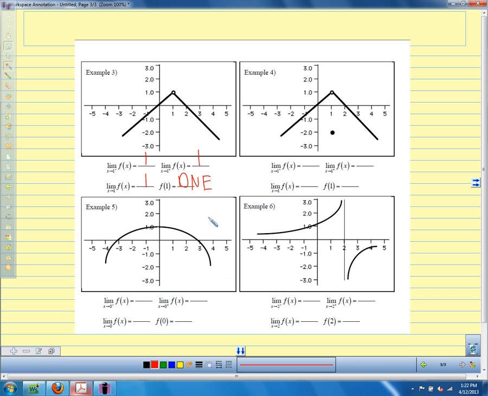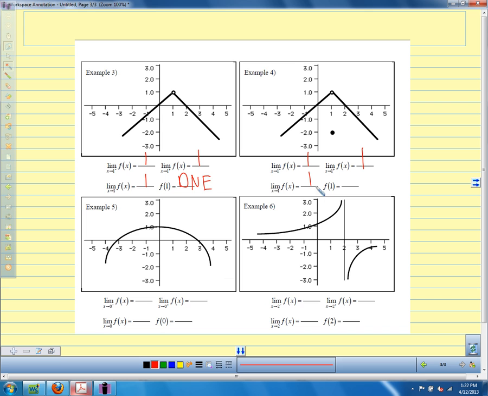All right, let's look at example 4. As we get closer and closer to 1 from the negative side, what is my function getting close to, Jordan? Getting closer and closer to 1. As I'm coming in from the right, what's my function getting close to, John? 1 again. So what's my limit? Limit has to be 1.